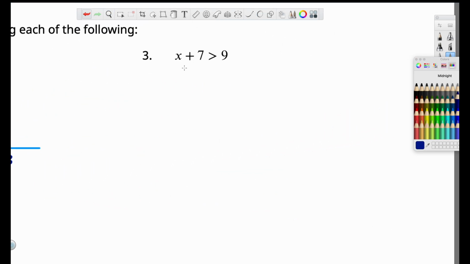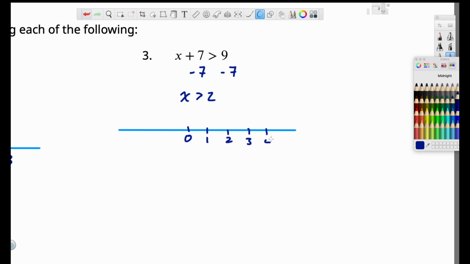Okay, now I'm going to subtract 7. x is greater than 2. I hope this is straightforward for everybody. We got 0, 1, 2, 3, 4. We're greater than 2, so open. And we're graphing everything to the right. It's greater than, so we're saying not including 2, but we're going to infinity.